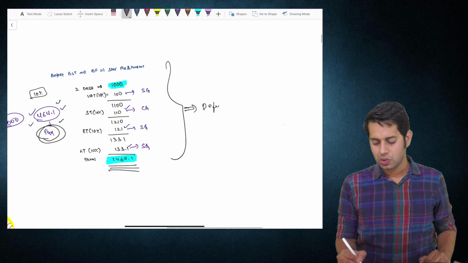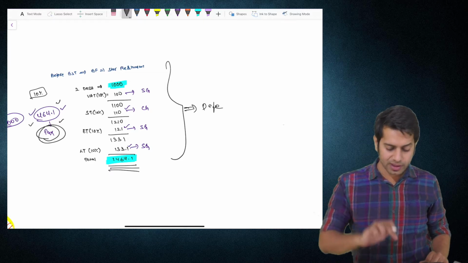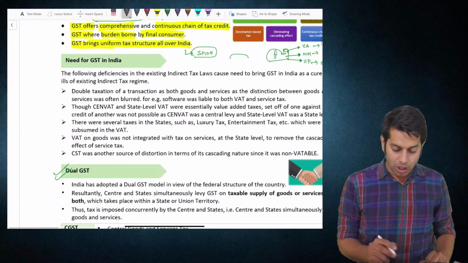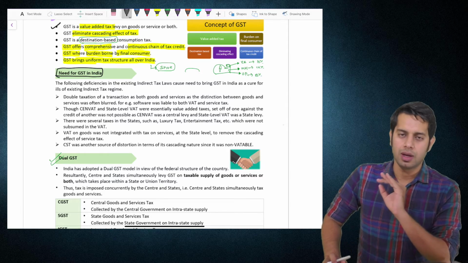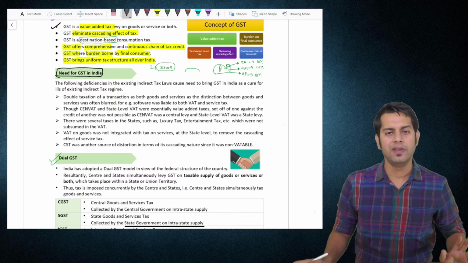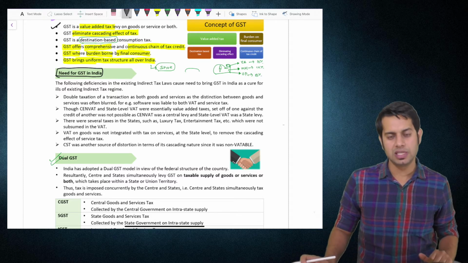For teaching you the deficiencies which were happening in the pre-GST regime. What were the different deficiencies which were happening in the pre-GST regime? What was the need for GST to come into India? Why was it necessary that GST should be levied in India? We should get something called GST in India. What was the need of GST?